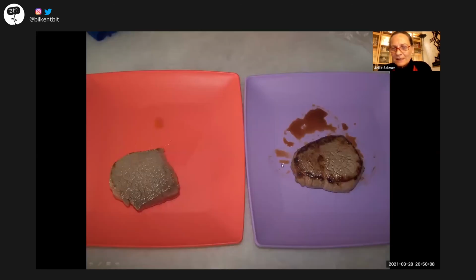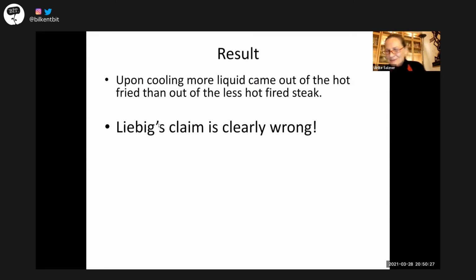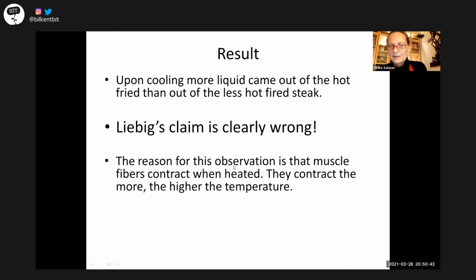Then after waiting 10 minutes, here almost no juice came out, and here even more came out. What is the conclusion? Upon cooling, more liquid came out of the hot state than out of the cold one. Liebig was wrong. Proven, right? Without any doubt. So this searing, we still fry it hot because we want to have the browning reaction. But that the juices stay inside is clearly wrong. If you make it hotter, it gets drier. It doesn't help. The reason is the muscle fibers contract when heated and they squeeze out the juices.